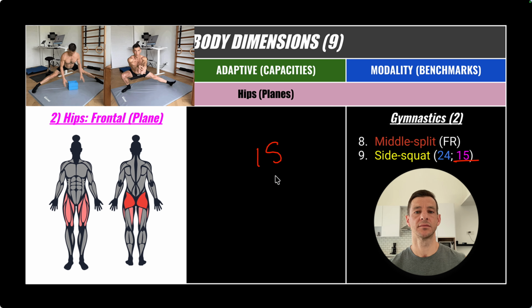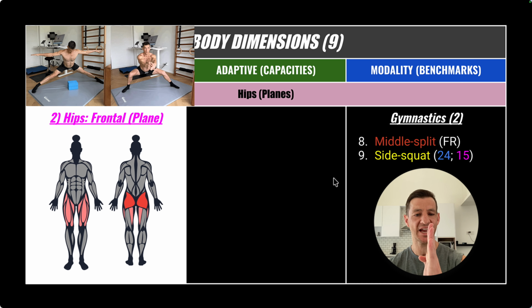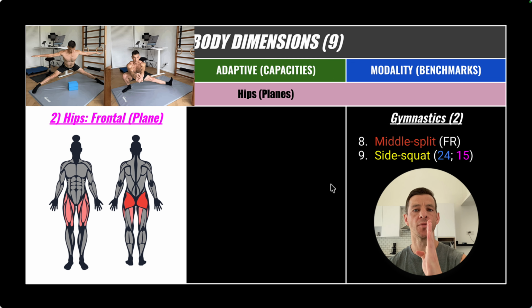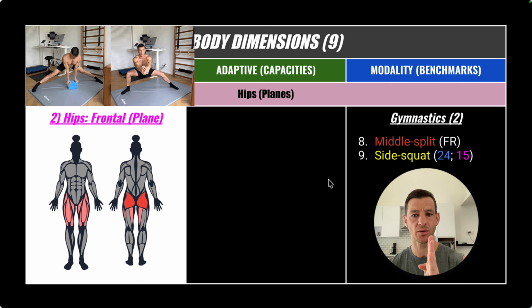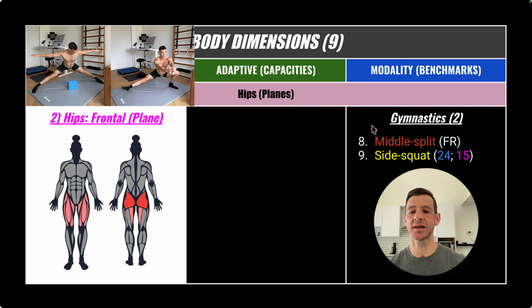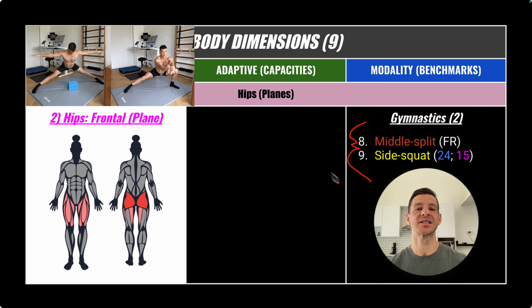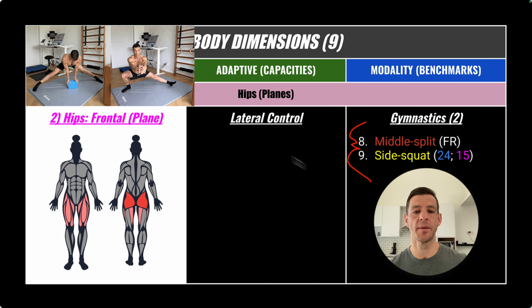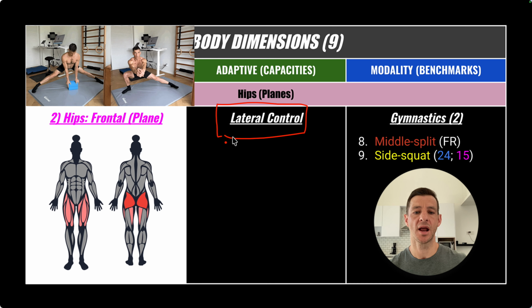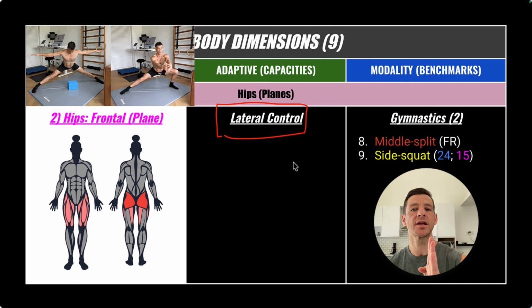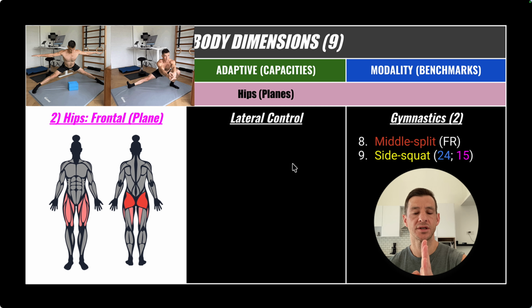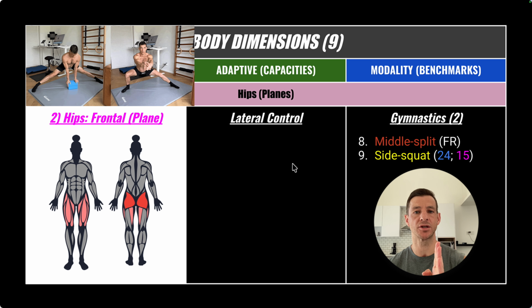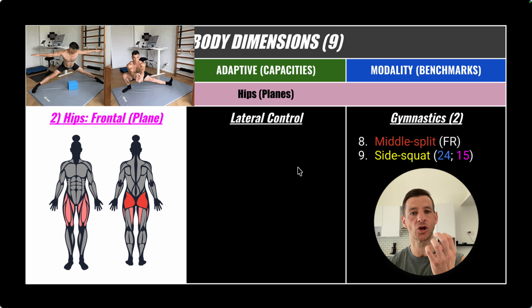15. So whereas developing the hips in the sagittal plane was all about locomotive power or hip extension power, practicing the middle split and side squat is all about mastering lateral control. You're not trying to produce the most power side to side or in the frontal plane. It's more about practicing control.